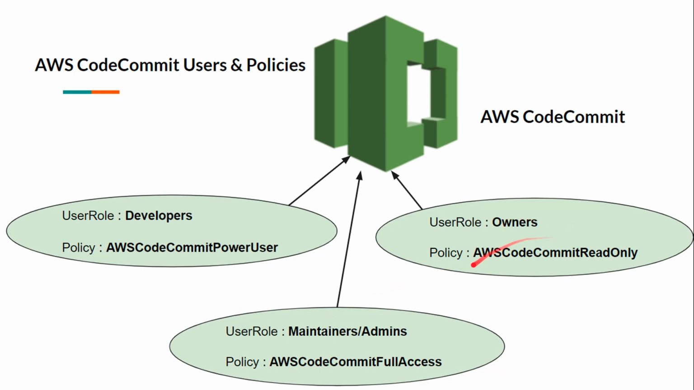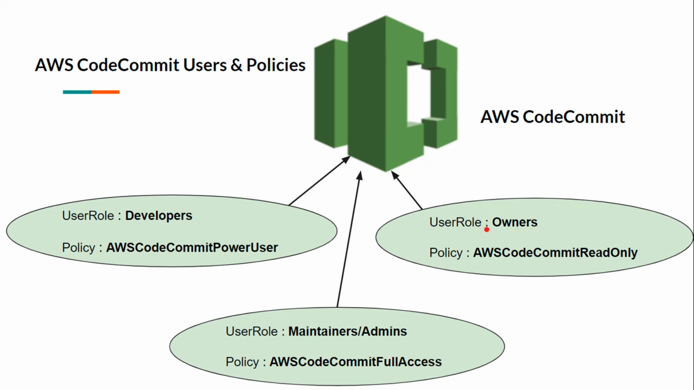The third policy we have for AWS Code Commit service is AWS Code Commit Read Only, and this policy just grants permissions to read the code repositories to view the code changes or commits in the repository, and this is mainly for project owners or project managers who just want to see what is happening in the code repository and doesn't want to perform any push into the repository.